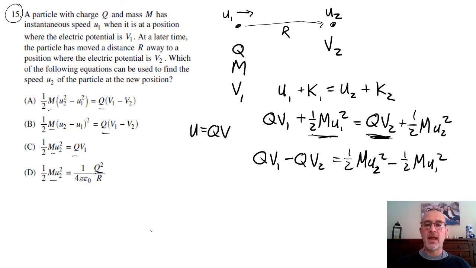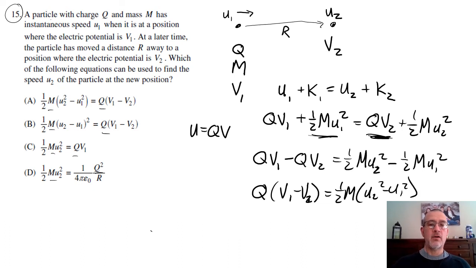Now you can see that Q can factor out, so I've got Q times V1 minus V2 is going to equal, I can factor out 1/2 M from the other side, 1/2 M times U2 squared minus U1 squared. Now if I look at my equations, actually that first one is 1/2 of M times parentheses U2 squared minus U1 squared. Well, that's what I have over here on the right, equal to Q times V1 minus V2, which is what I have over here on the left. So that's looking really good.